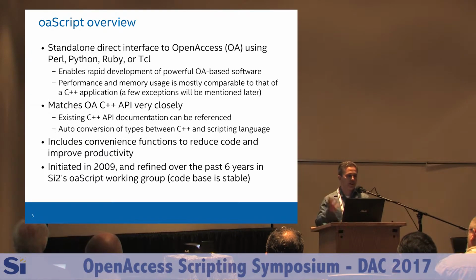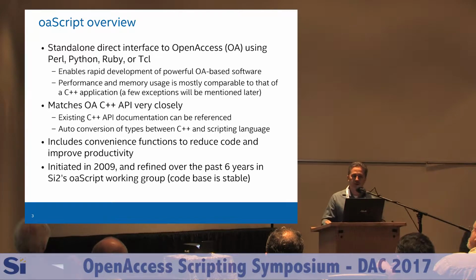So just real quickly at a high level, oaScript, again, it's been covered here a little bit, but it basically is a standalone direct interface to OpenAccess. You can use one of the 4 supported languages, Perl, Python, Ruby, or Tcl. And by using a scripting language instead of the C++ interface, you're able to very quickly create your own OA application by just using that scripting language. You don't have to have any special knowledge in C++. You don't have to compile. You can very quickly get up and going.